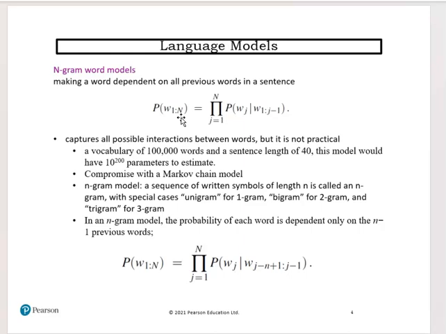The bigram model, in that case, each word depends only on the word that was picked before it, and trigram, where each word depends on the 2 words that were picked before. So in an n-gram model in general, the probability of each word is dependent only on the n-1 previous words. As you can see here, we don't condition on words from 1 all the way to j-1, but only from j-n+1 all the way to j-1.